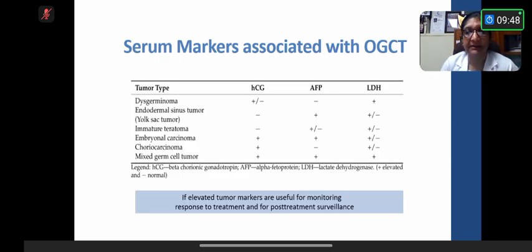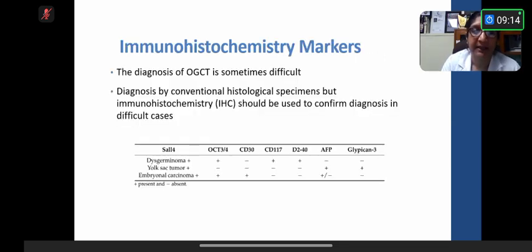These are the serum markers which are associated with the ovarian germ cell tumors. So you see that LDH is secreted by the dysgerminoma, and the HCG is secreted by embryonal carcinoma and choriocarcinoma. Mixed germ cell tumors can secrete HCG, alpha fetoprotein, and LDH because of the various components they have, and the yolk sac tumor will secrete alpha fetoprotein. So it is not only for the diagnosis that you do the tumor markers, but it is also helpful for monitoring response to treatment and for post-treatment surveillance.